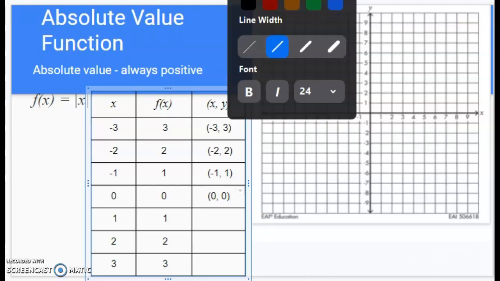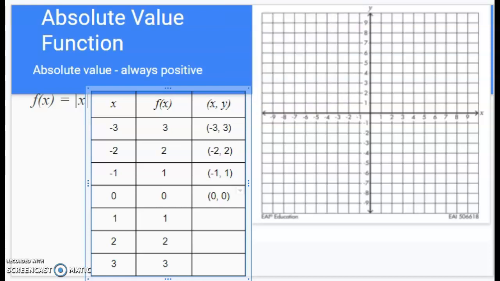So our graph is going to start at -3, +3. We're going to go left on our x-axis to -3, and then up 3. That's our first point. And then -2, +2, -1, 1. Some of you might have seen this in the past. 0, 0. 1, 1. 2, 2. 3, 3. So you know that the next one would be 4, 4.